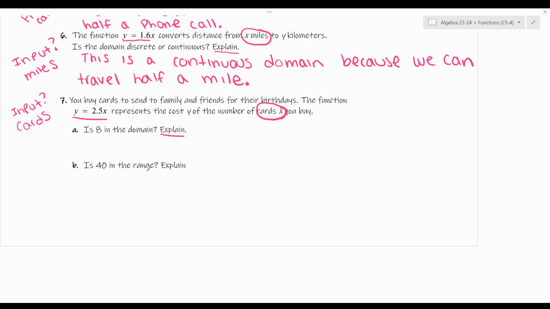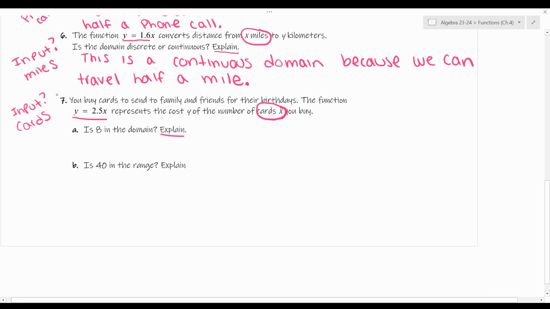So to decide, is 8 in the domain, we have to decide, is it discrete or continuous? Because that matters. The fact that it's a whole number could mean something to us. So off to the side, we're going to just decide if it's discrete or continuous before answering this question.